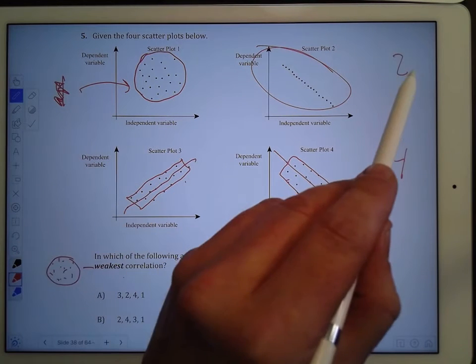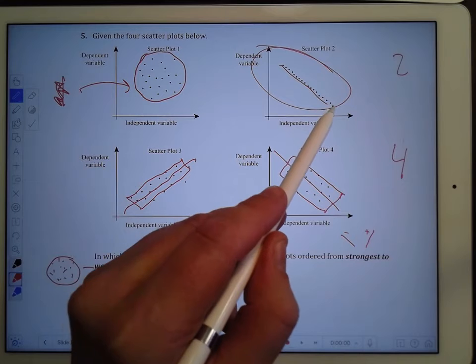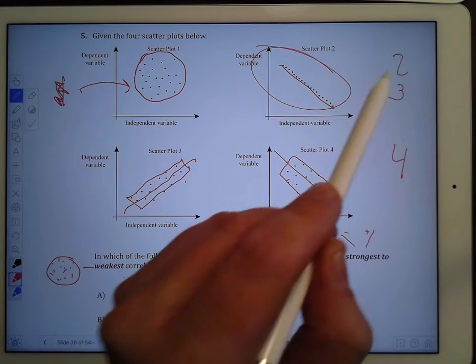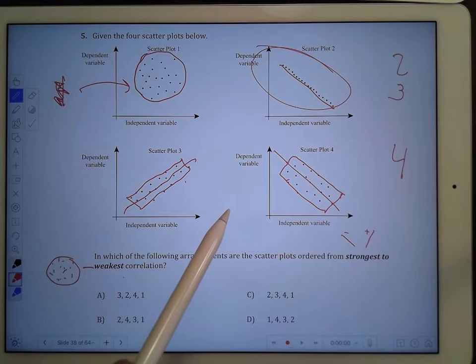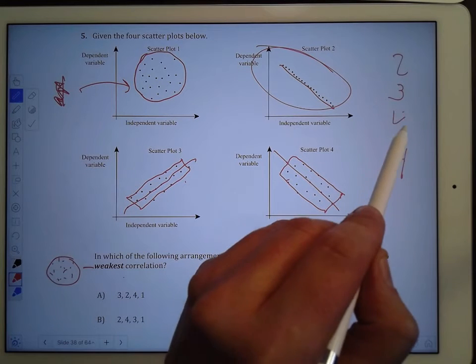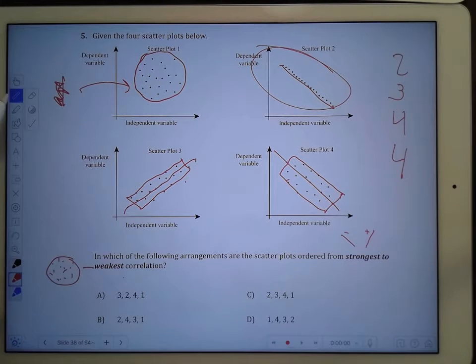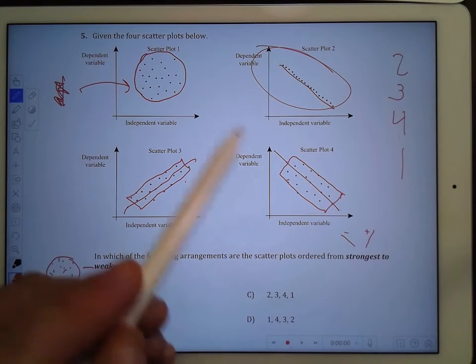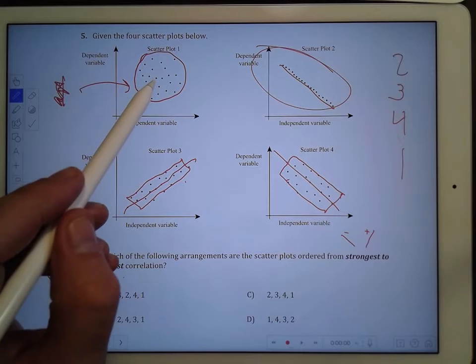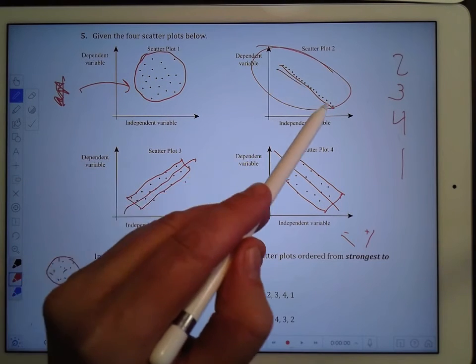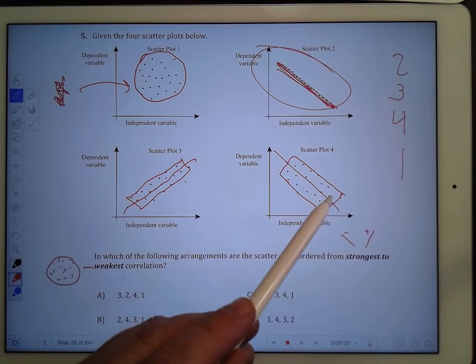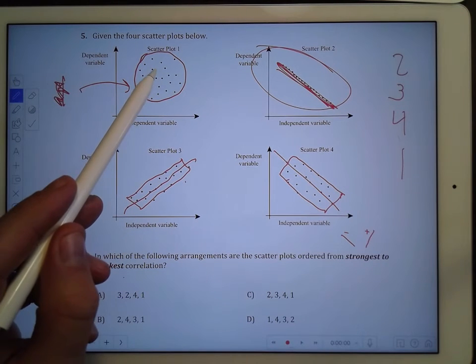So the strongest one is the first one. It's almost a perfectly straight line. The next strongest one would be number 3. Then we'd be looking at number 4, sorry, and then we'd be looking at number 1. The chocolate chip cookie being the weakest. So the strongest one is the one that approaches the line. Next is this one over here, followed by this one, and the most scattered one is over here.